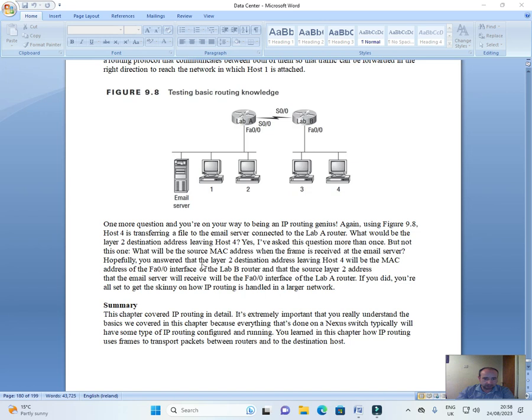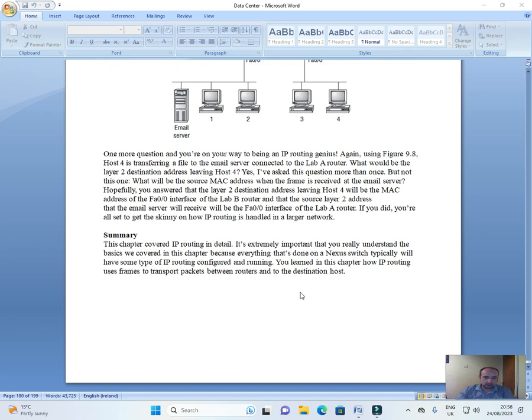Hopefully you answered that the layer 2 destination address leaving host 4 will be the MAC address of the FA0/0 interface of the lab B router, and that the source layer 2 address that the email server will receive will be the FA0/0 interface of the lab A router. If you did, you're all set to get skinny on how IP routing is handled in a larger network.